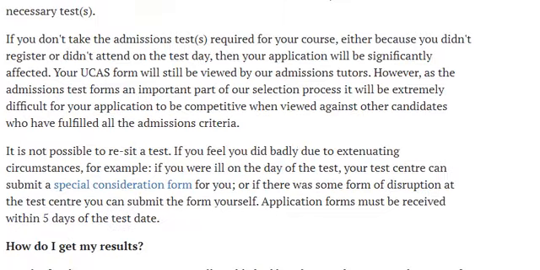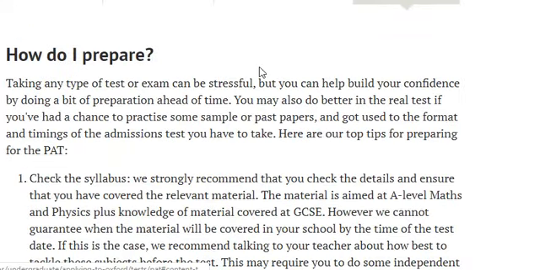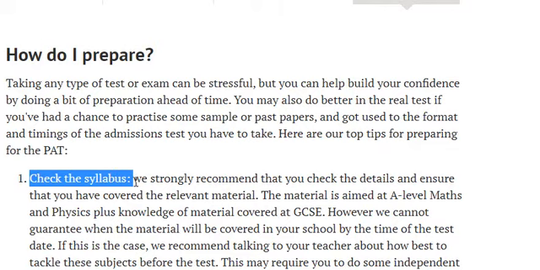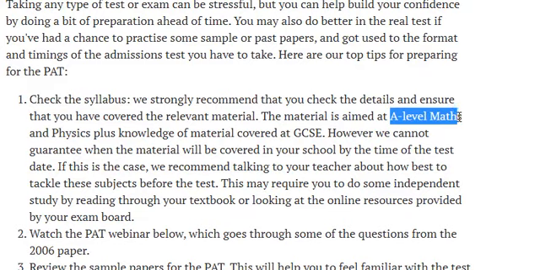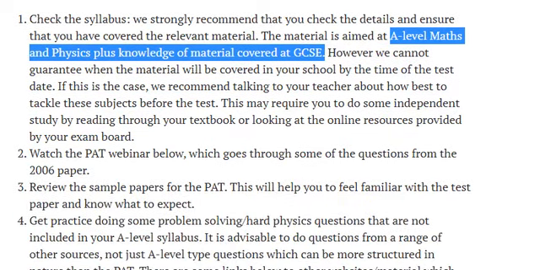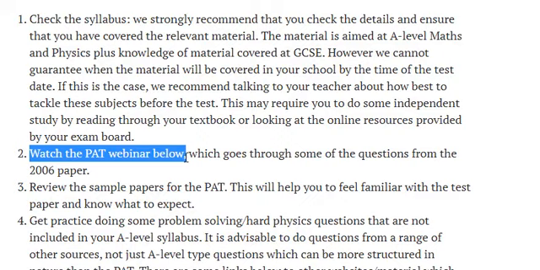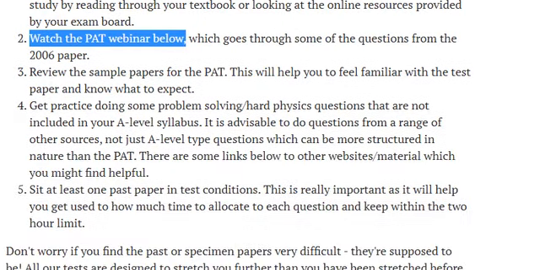Then, how do you prepare? Well, check the syllabus. The first thing you do is check the syllabus, what kind of topics are covered. The material is mostly aimed at A-level maths and physics, plus the knowledge of material covered in GCSE. So you go through the A-level maths and physics, which will be helpful. They have an online syllabus which you can check on this website. Watch the PAT webinar below, so they have a webinar on their website, and you can see that.